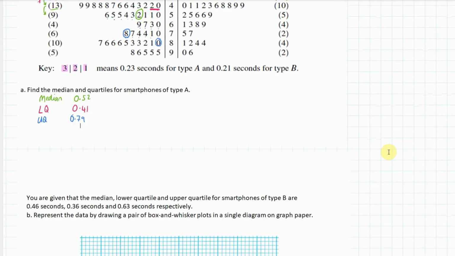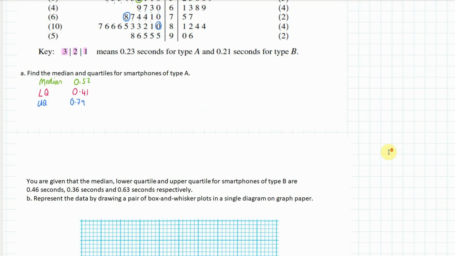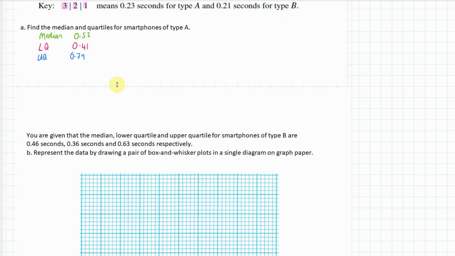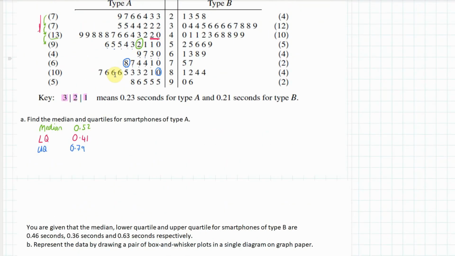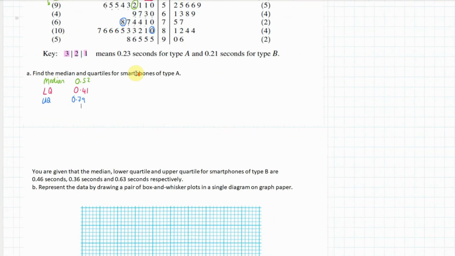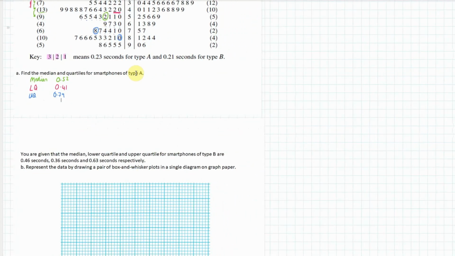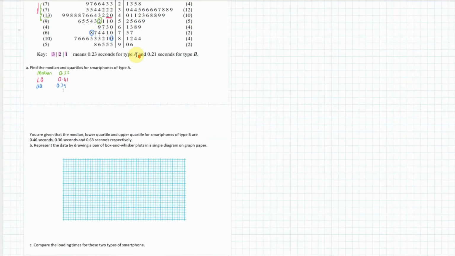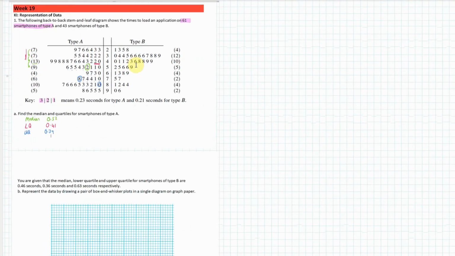Now, what are we doing next? You're given that the median and lower quartile for smartphone B are 0.40. Okay, right. So we're given some other data here, and we've got to draw in these boxes here. The trick here is I'm going to have to make this small enough so I can see all of the data at the same time, which is going to make it that much more tricky to draw. We'll see how we go.